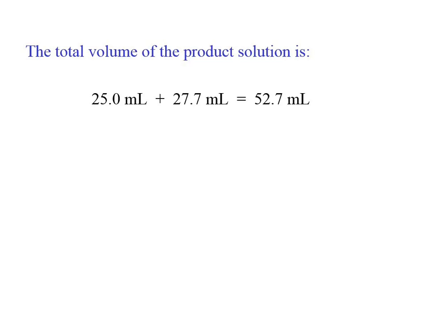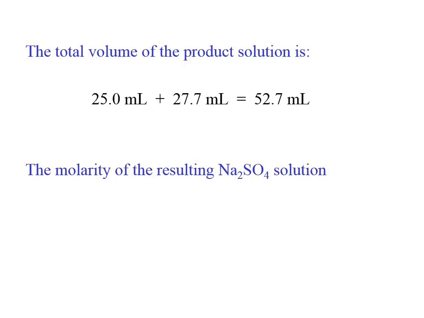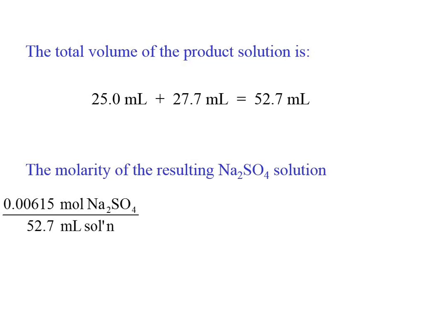So let's go ahead and take the ratio. The molarity then is moles over volume. So we had 0.0615 moles of Na2SO4 divided by that 52.7 milliliters of solution. Again, we need to convert the milliliters into liters, so we introduce 1,000 milliliters over 1 liter. Now we have units of moles of Na2SO4 per liter of solution.